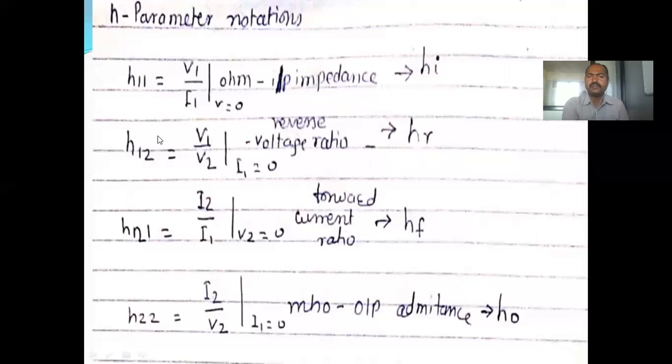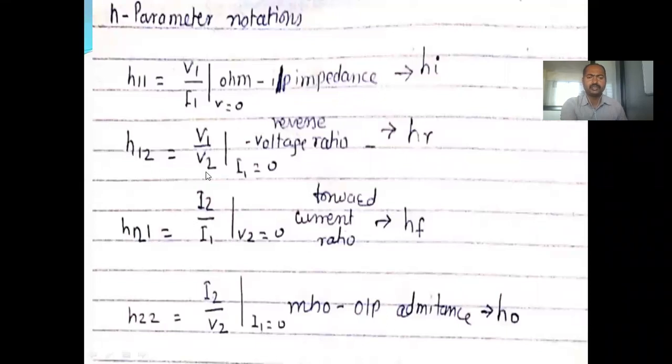So H11 is nothing but V1 upon I1. This is a resistance. Its unit is ohm. So this impedance is nothing but the input impedance. So HI, H is common, I is for input impedance. H12 is nothing but V1 upon V2. This is a voltage ratio, but a reverse one, because V2 upon V1 is the forward voltage ratio, but here V1 upon V2 is the reverse voltage ratio. So this is nothing but HR.